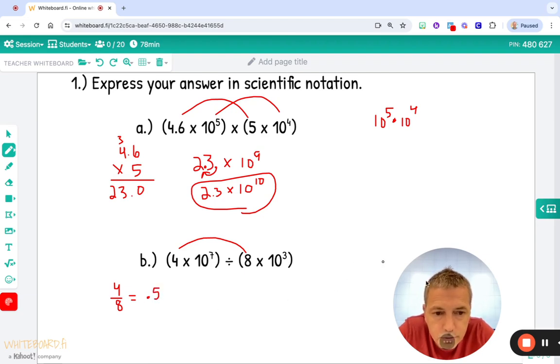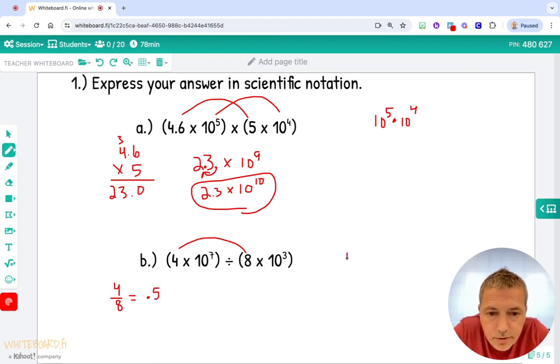And then we're going to do 10 to the 7th divided by 10 to the 3rd. We learned when we're dividing the same base, we can subtract those exponents. So it's going to stay 10. 7 minus 3 is 4. So I think this would be 0.5 times 10 to the 4th.